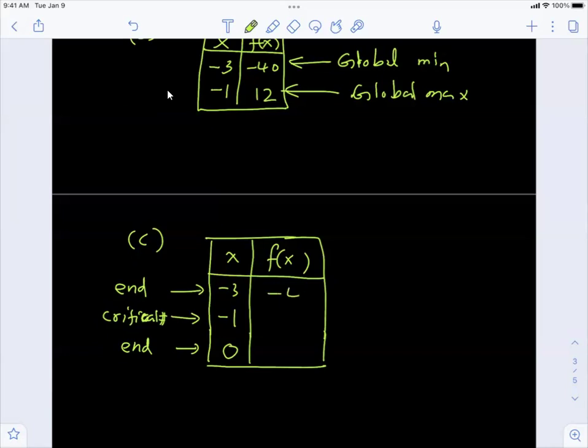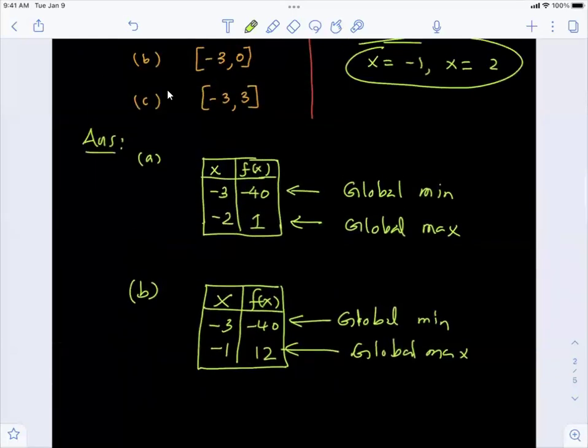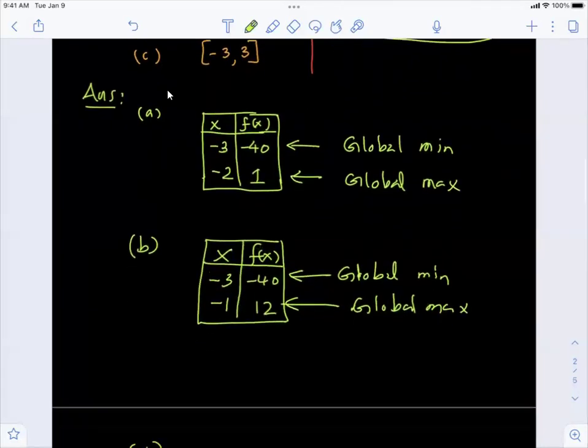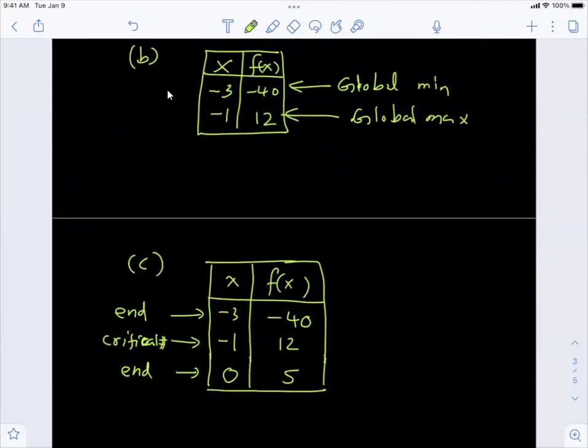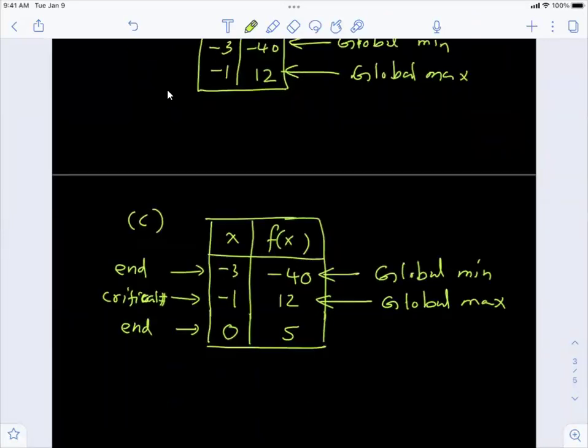Now let's compute the values. -40, +12, we know those two values, and then you can plug in 0 also in the original expression, and we know the outcome. This will disappear, leaving just the last value, which is going to be 5. Now in this scenario, what are the global max and global min? Global minimum is right here. Global max is right there. It doesn't change. It's pretty much the same description as before.